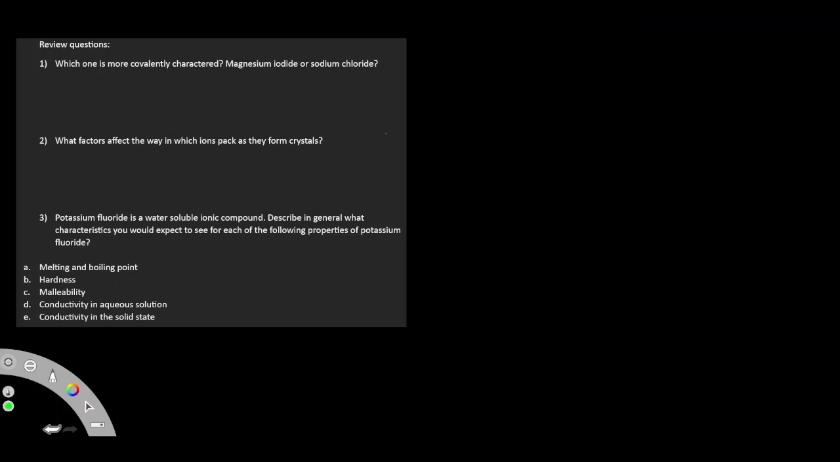All right, let's have a look at which one is more covalently charactered. So a higher covalent character, not ionic. We've been focusing on the ionics, but let's look at which one is more covalent. Let's look at the Mg here versus sodium chloride. The Mg here has a 2+ charge, whereas the Na has a 1+ charge. They're in the same period, but this one has a higher charge, so this is going to have more polarizing power.